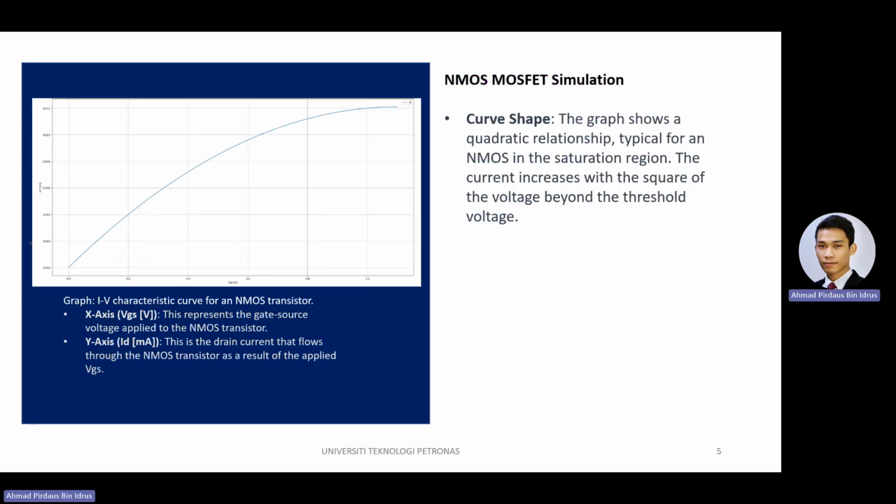And we also have the simulation run, that is this for the NMOS MOSFET. Can see here the curve shape. The graph shows a quadratic relationship that is typical for the NMOS. The current increases with the square of the voltage beyond the threshold.